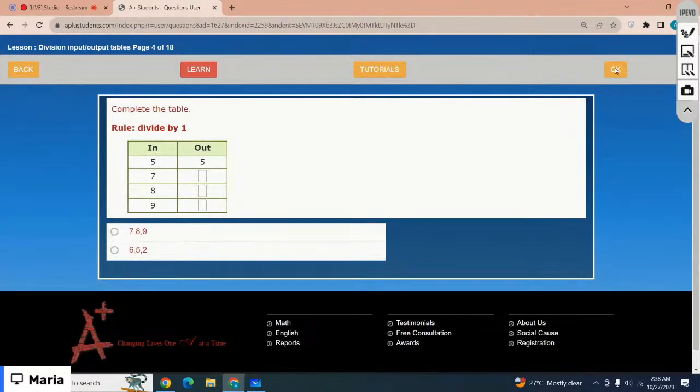Complete the table. Divide by 1. Which is the correct option? The correct option is yes, they are 7, 8, and 9. Option number 1 is the correct option. Got it?